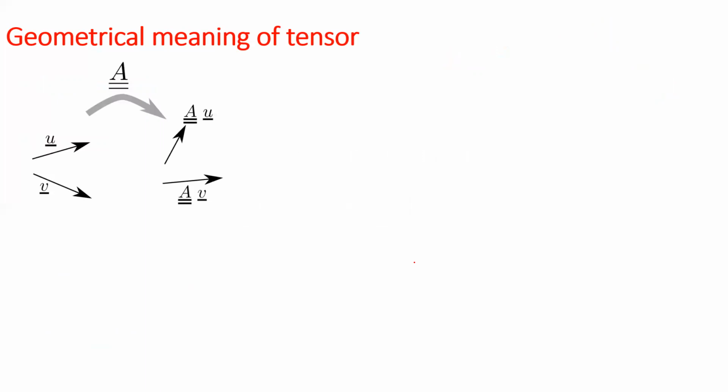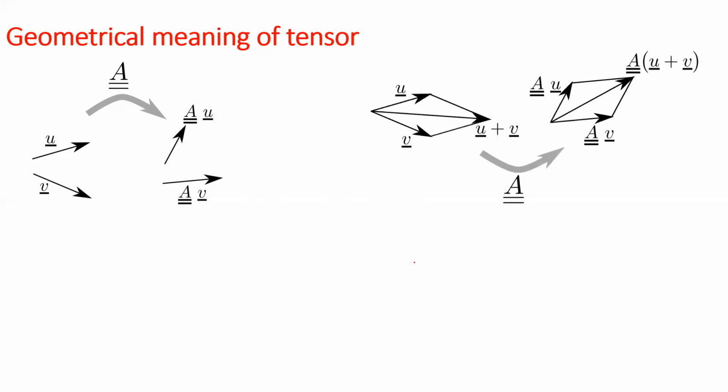Something you have seen, right? This part, the geometrical meaning of a tensor, is that it acts on a vector and gives rise to one more vector. So we can think of it more like an affine transformation where the vector has been stretched, scaled, and rotated. Likewise with additions, right?